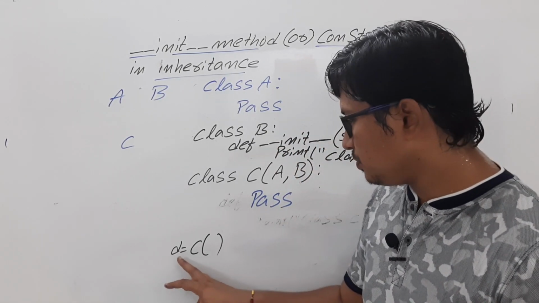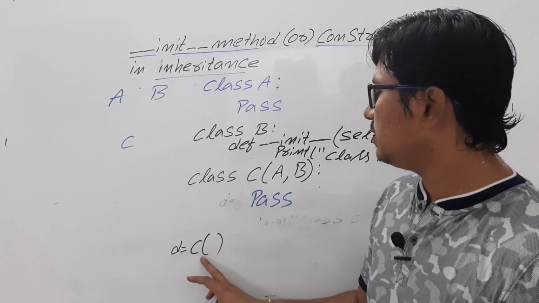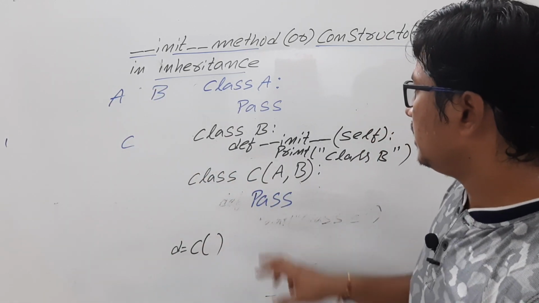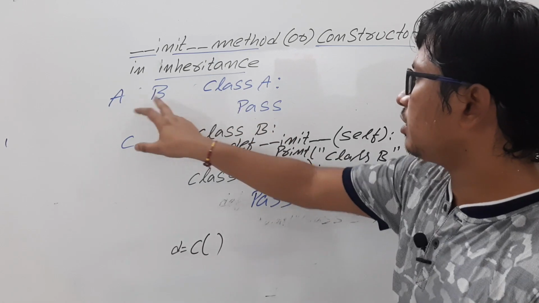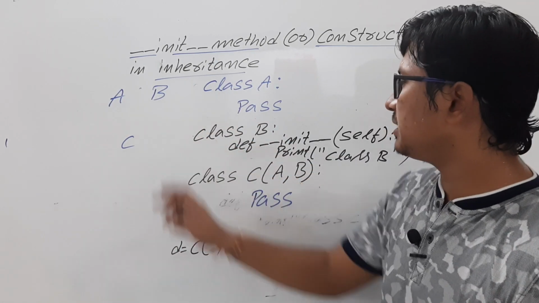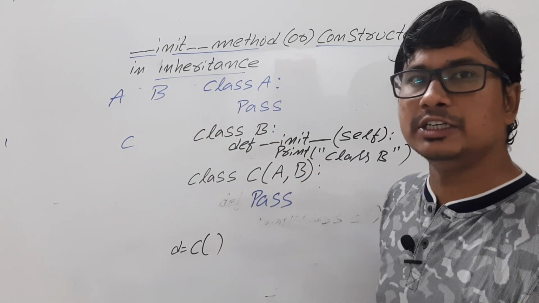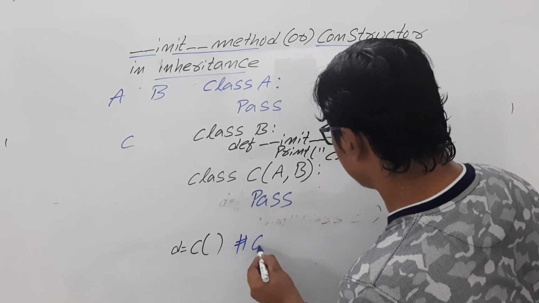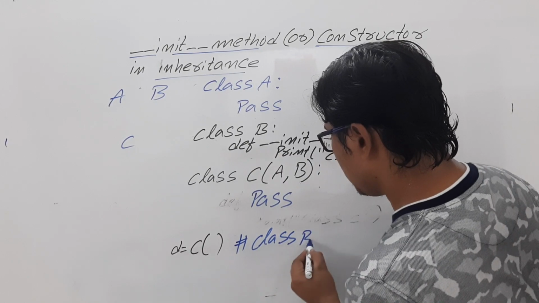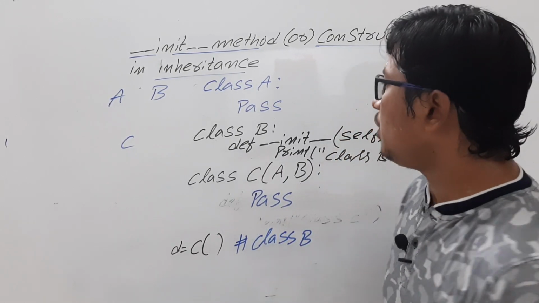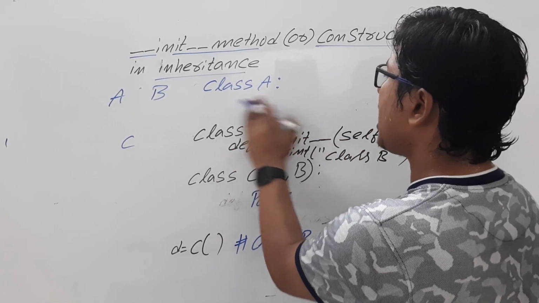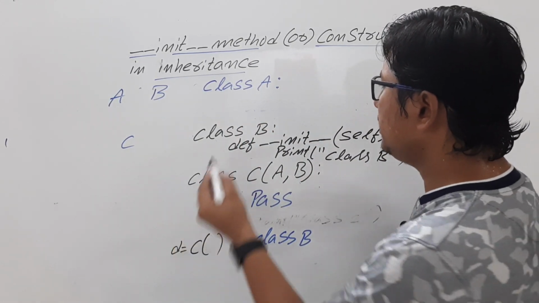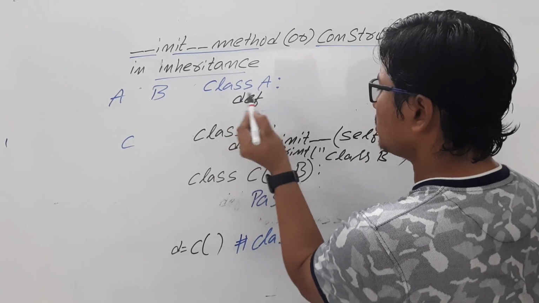Once you create an object for the class C, which is a child of class A and class B, it will look at whether any one of the classes has the init method or not. Yes, class B has the init method. Then that will be invoked. So you will get the output as class B. I hope it is clear for you. Now let me add more complexity for you. I have the init method in class A also.